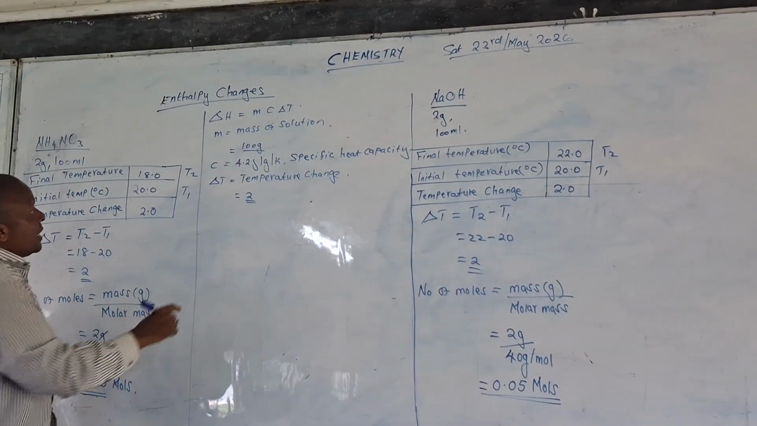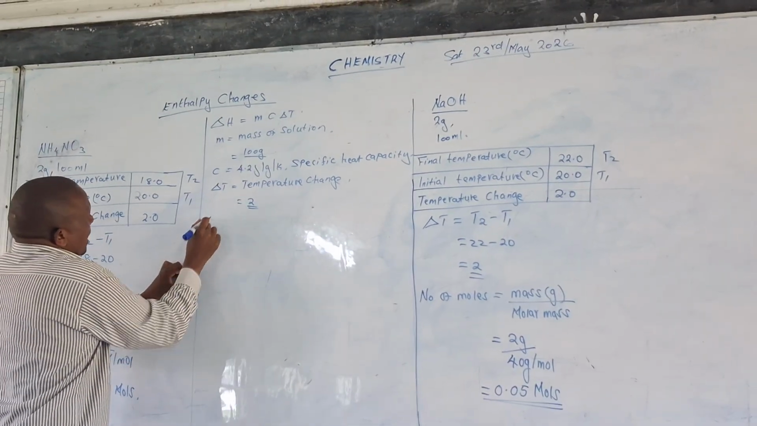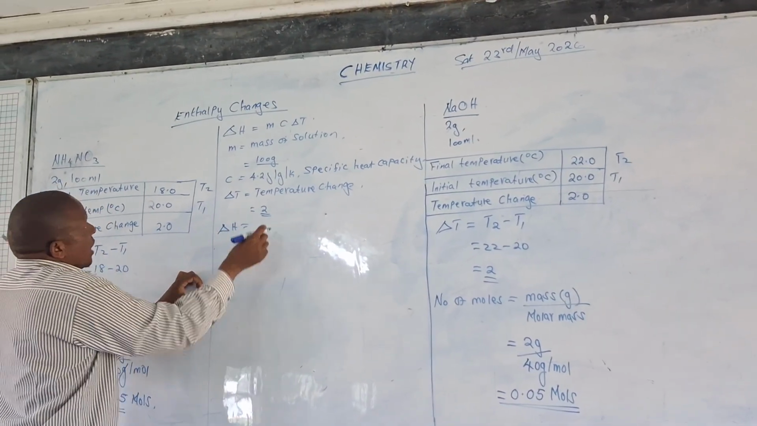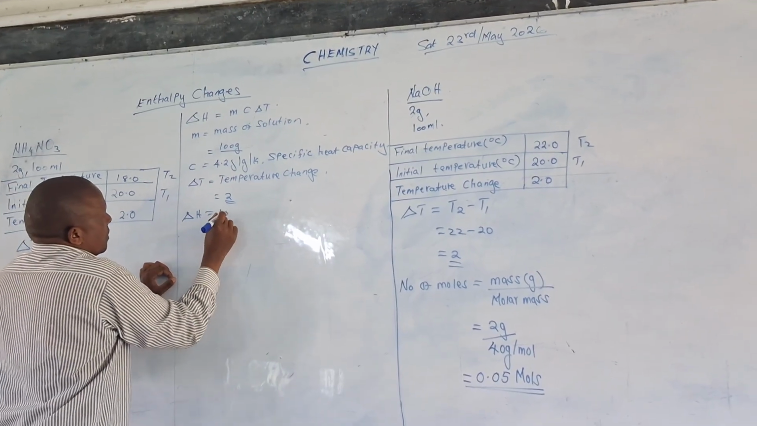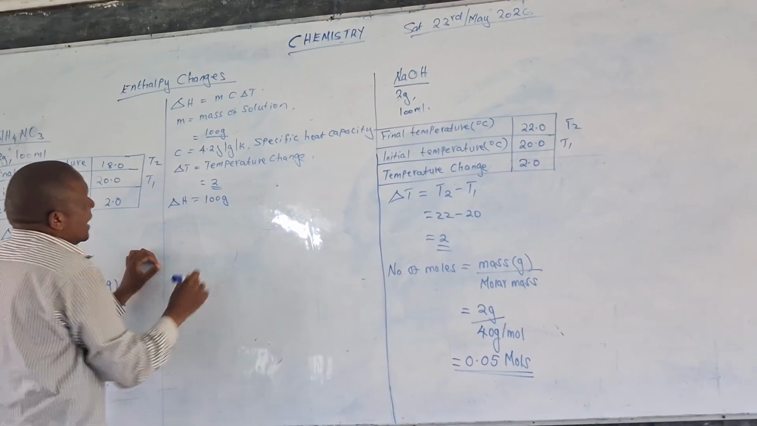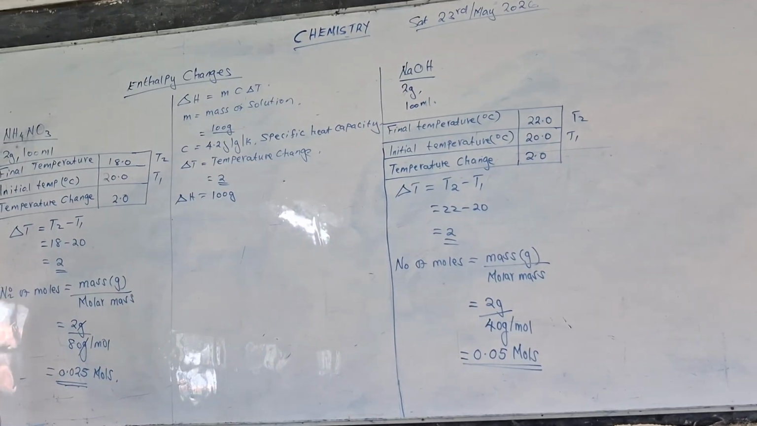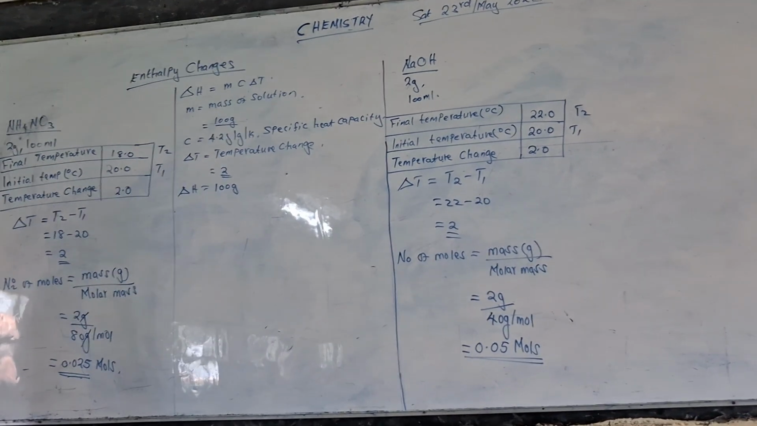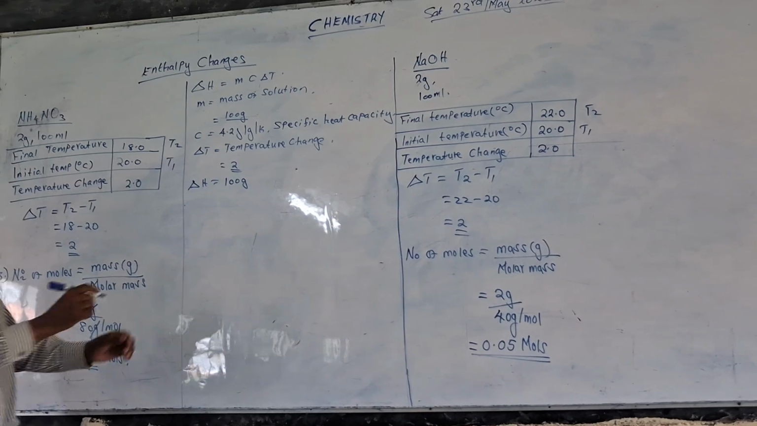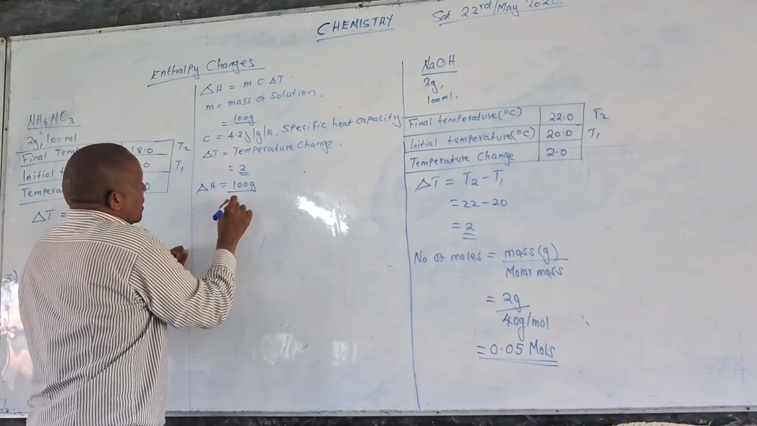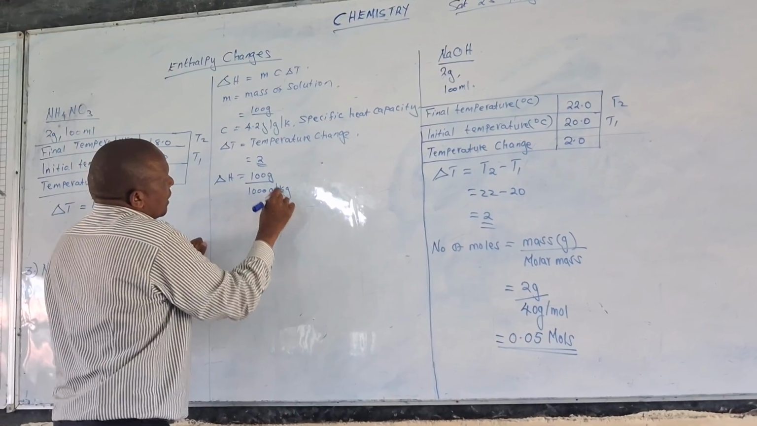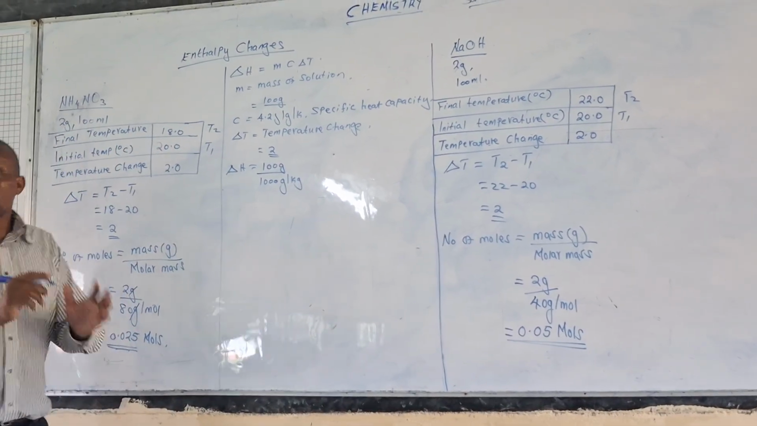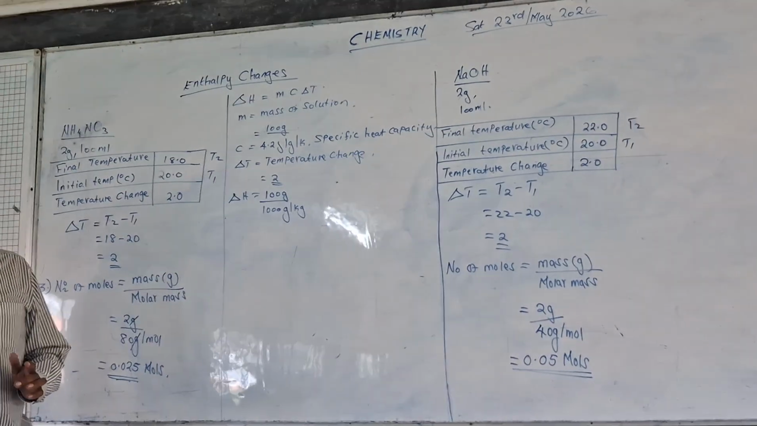Okay? Now, let us substitute: delta H is equal to MC delta T. What is M? 100 grams. Let us convert this 100 grams into kilograms. How many grams make up a kilogram? 1,000. So we divide by 1,000 grams per kilogram, so that we can get our answer in kilojoules.